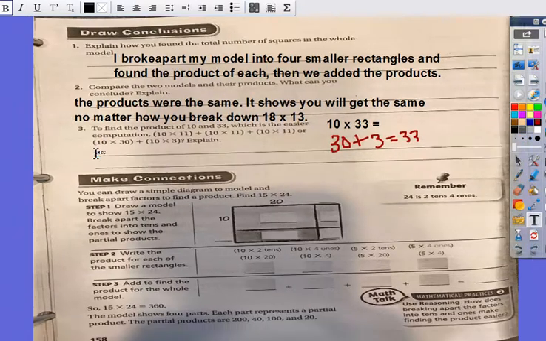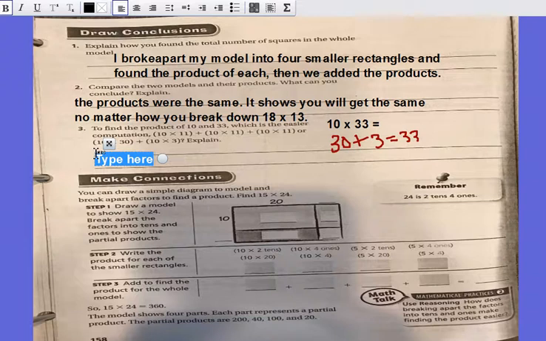So I'm going to put on the line here 10 times 30 plus 10 times 3.